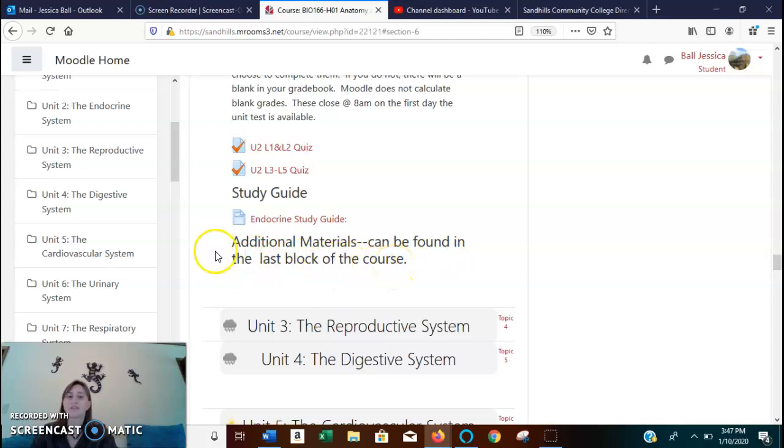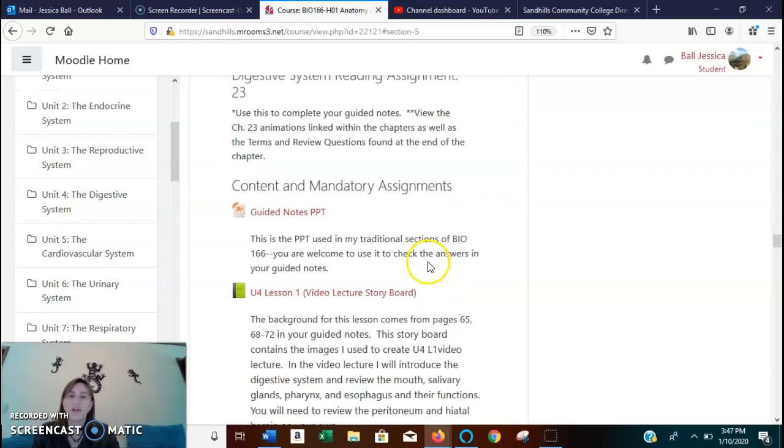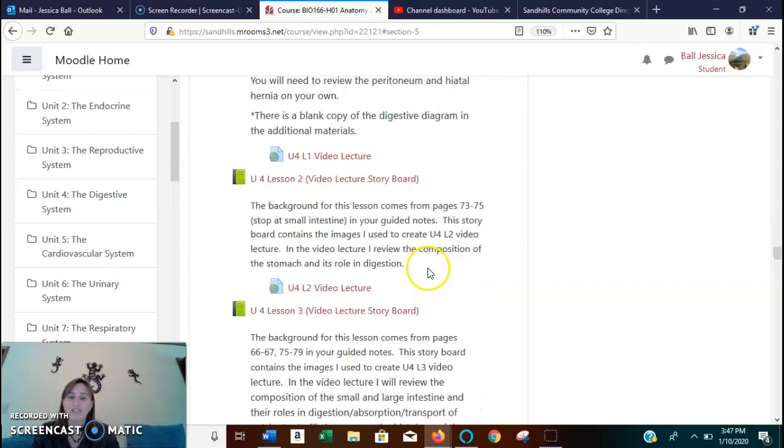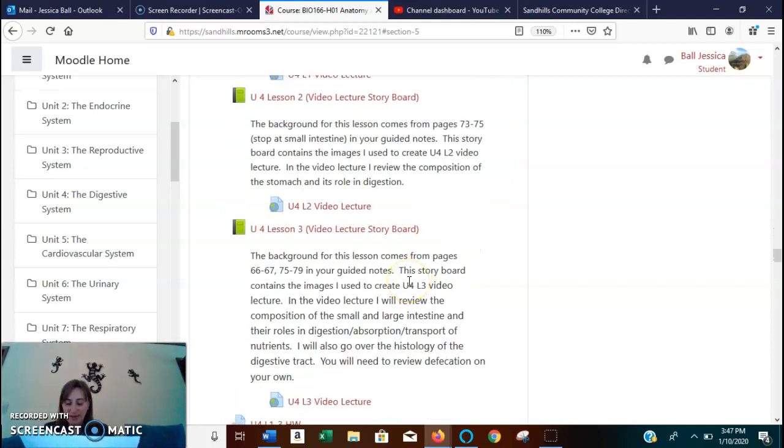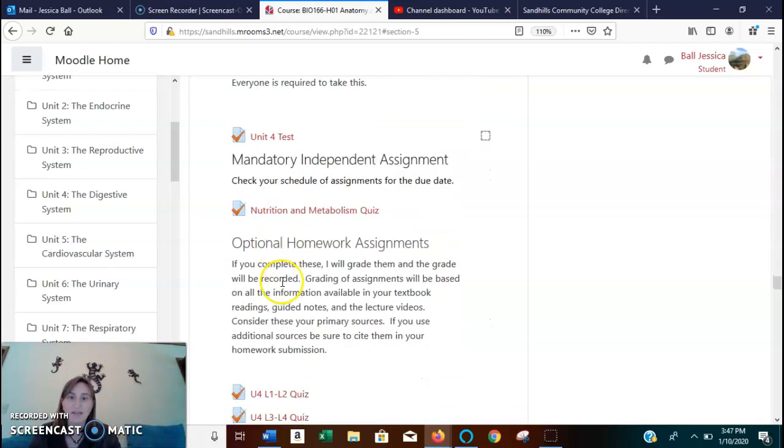So there is additional material that can be found in the last block of the course, and I'm going to show you this in just a minute, but I want to show you one other thing in 2 of the units. So if you go to Unit 4 in the digestive system, you do have a mandatory quiz that you have to take. And that mandatory quiz is on nutrition and metabolism. And I'll remind you guys about this as well.